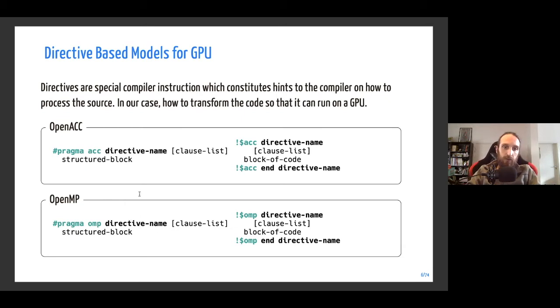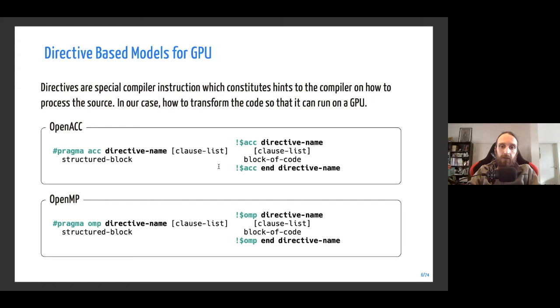In C, C++, you start with pragma, which gives the indication to the compiler that this is a directive. And then for OpenMP or OpenACC, you have a different keyword. For OpenACC, you use the ACC keyword to tell the compiler that this is an OpenACC directive. And for OpenMP, you use OMP to tell the compiler that this is an OpenMP directive. And then you have the directive name. So basically, this directive is the instruction to the compiler, what it has to do.